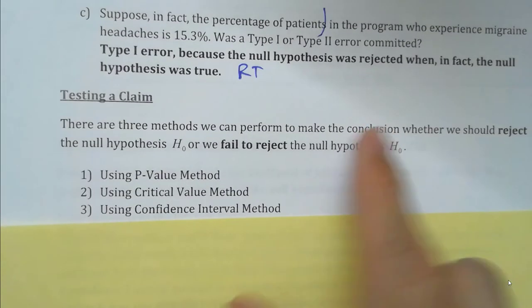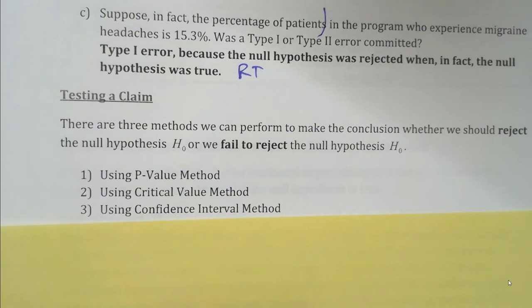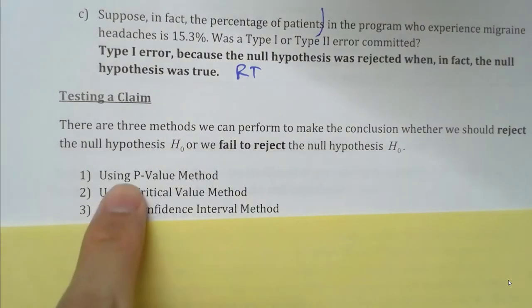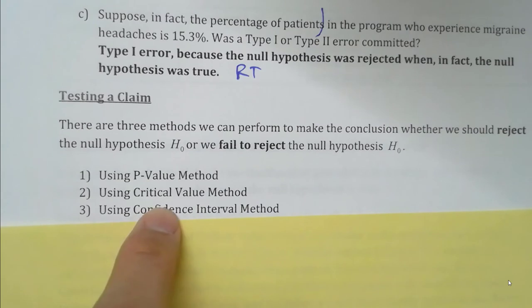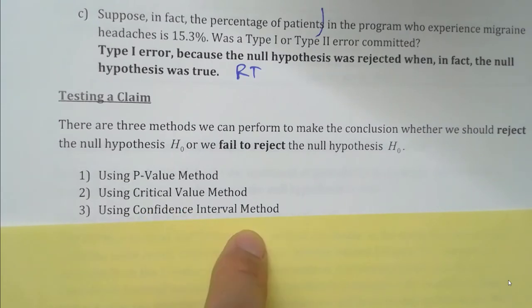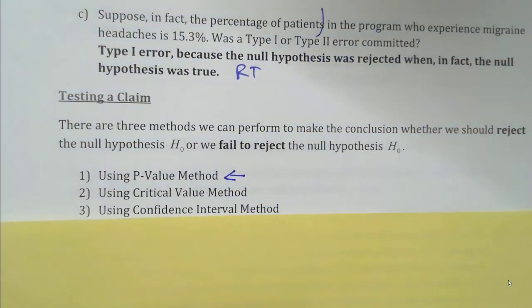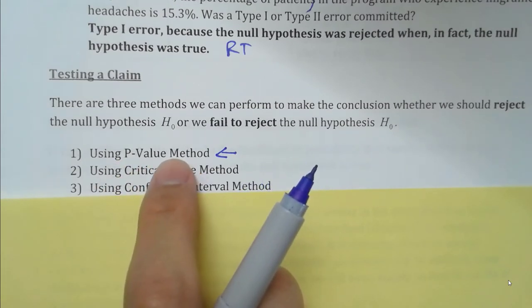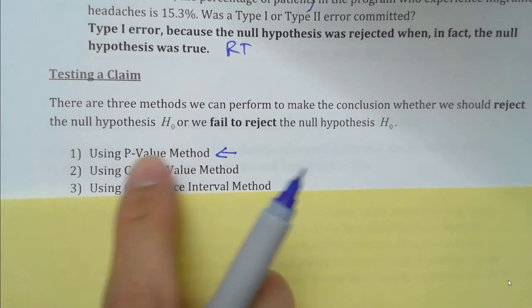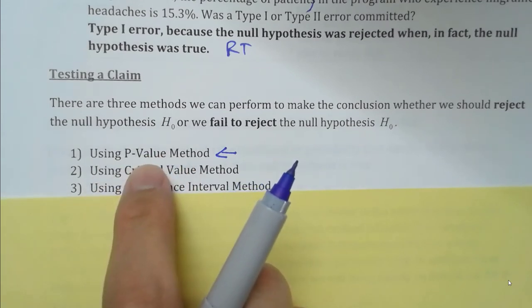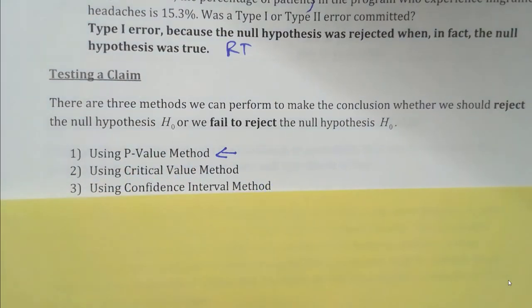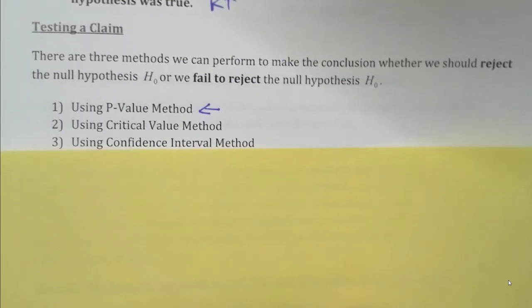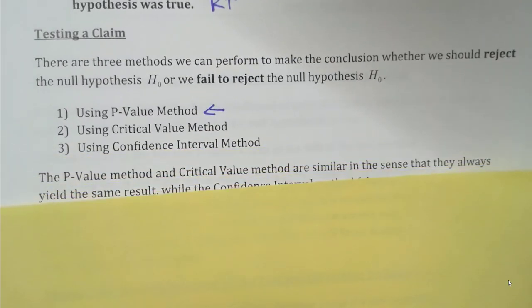There are 3 standard ways to do the testing: using the p-value method, using the critical value method, and using the confidence interval method. But in this class, we'll focus more on the first one, the p-value method. And this one is easy to use because most of the TI-84, 83 graphing calculators have the tools, the function for you to find the p-value on the software.